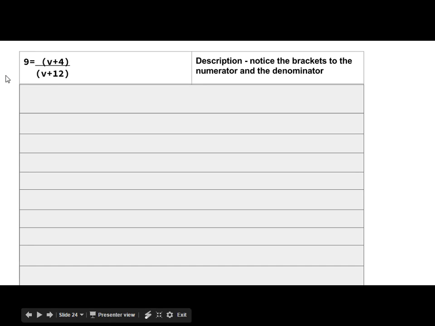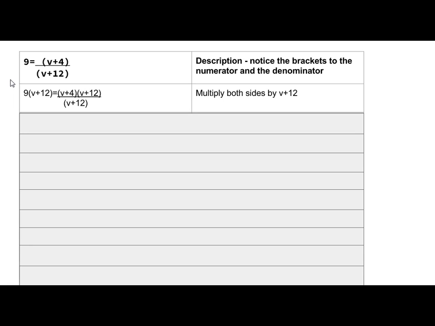Okay, so the first step that I need to do then is I need to get rid of this v plus 12 that's on the bottom here. I don't want to work with fractions. That's the last thing I want to do. I don't have to worry about a common denominator. All I need to do is get this v plus 12 over to the other side. So the way to do that is to multiply both sides by v plus 12.